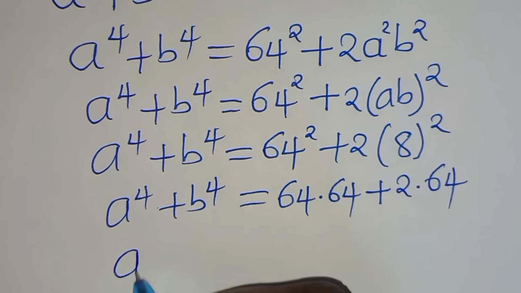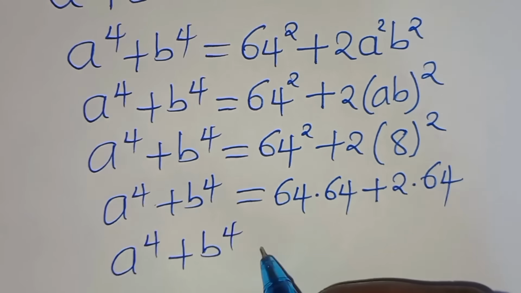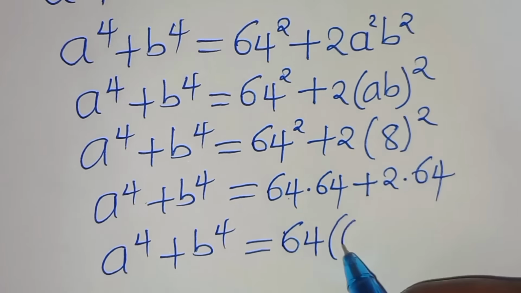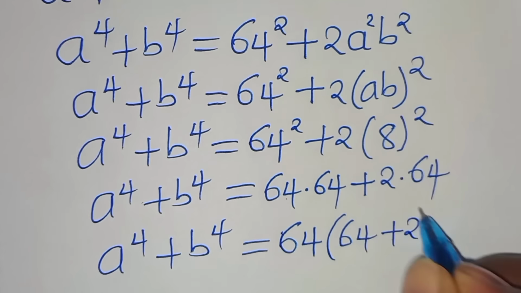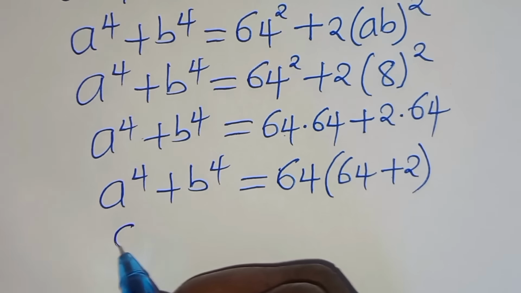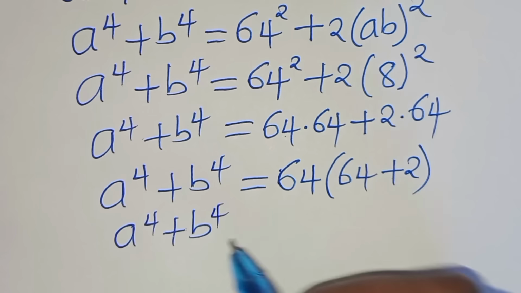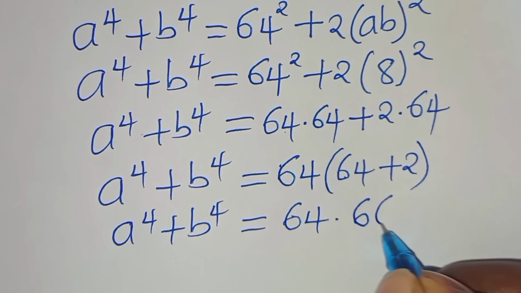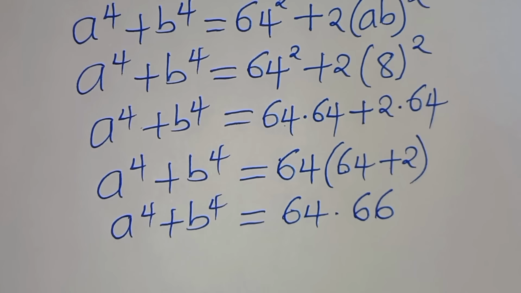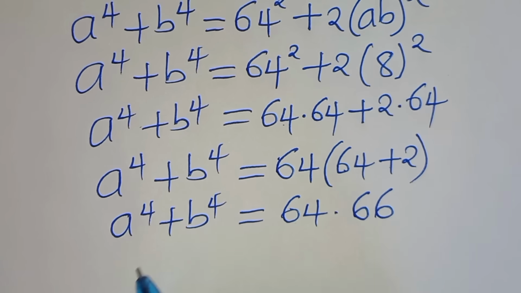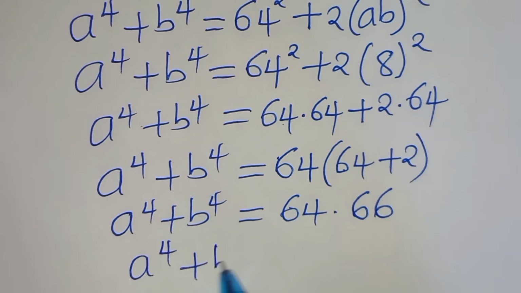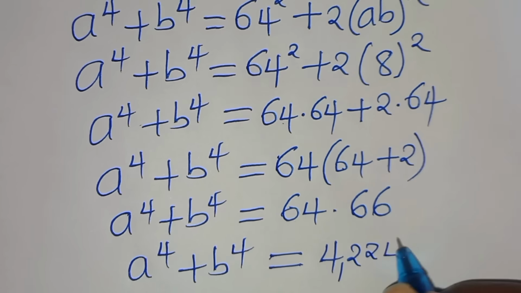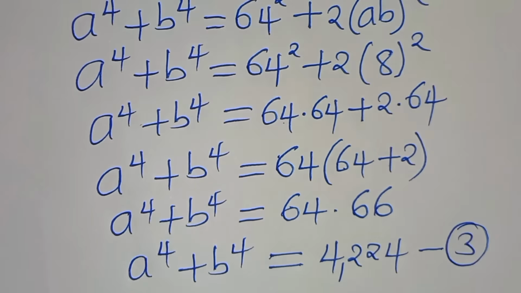So here we have a to the power of 4 plus b to the power of 4 equal to 64. 64 is common here, so we can factor out 64, so that now we have 64 times (64 plus 2). This is equal to 64 times 66, and you find that a to the power of 4 plus b to the power of 4 is the same thing as 4224. Let's call this equation 3.